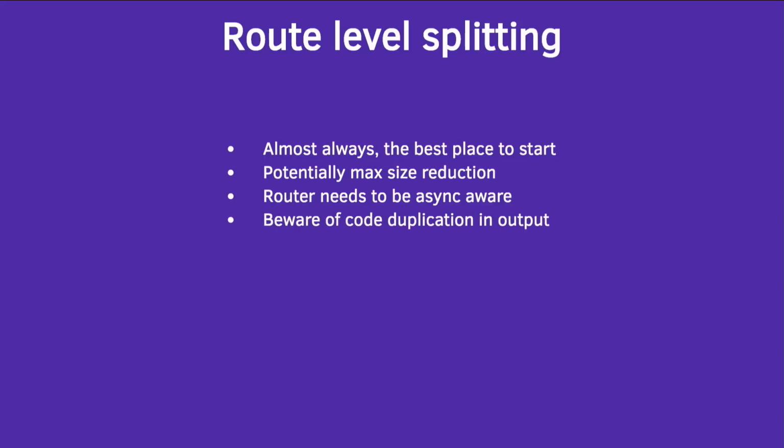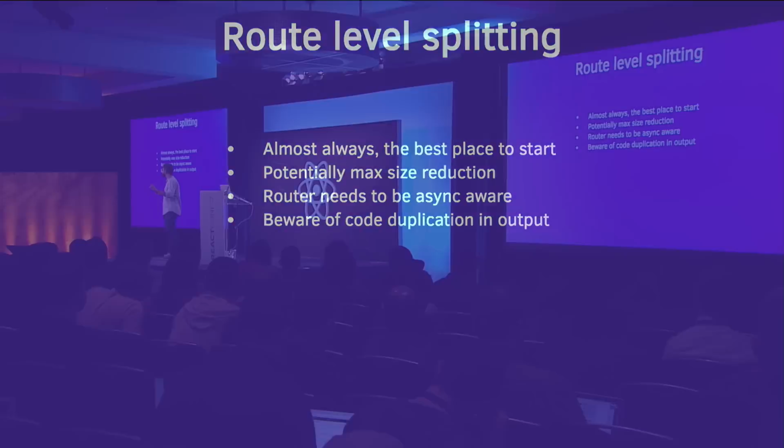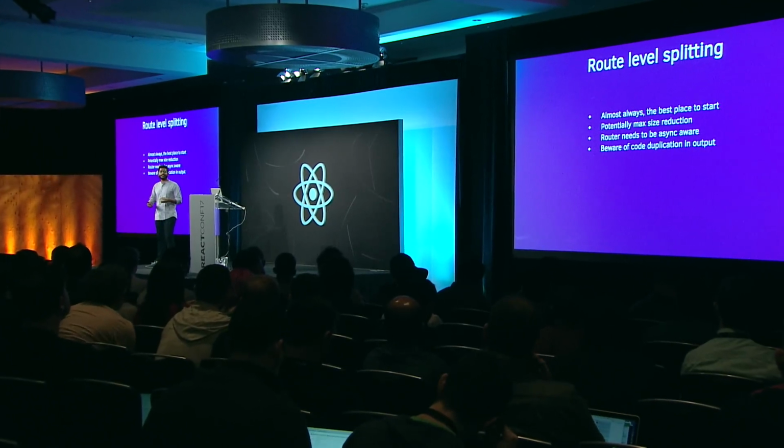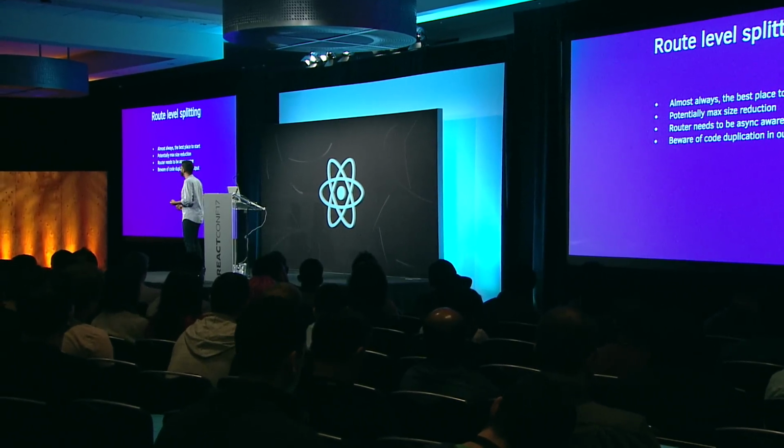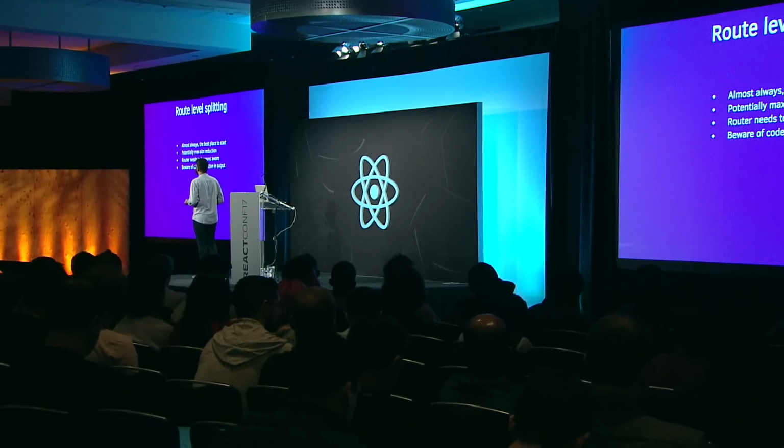You need to be very careful of code duplication in your output. We're going to talk a little bit of how to avoid that as well. But if you go crazy on the route level splitting and you say, you know what, my app has 20 routes or 20 different endpoints, I'm going to code split all of them, right? And then you spit out a distinct file for each of those. What you find out is, a lot of them have a lot of code in common. So you have to be very careful that you avoid the problem of code duplication.